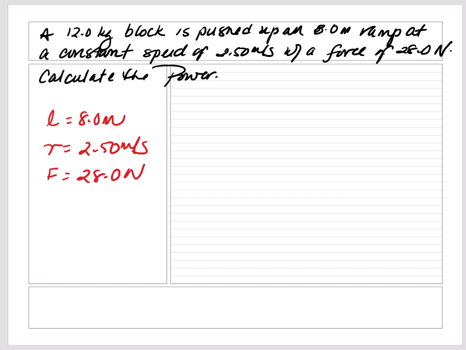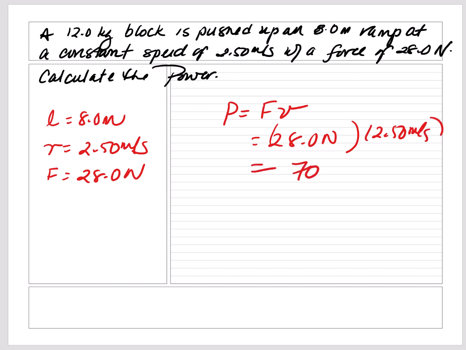Calculate the power. There's multiple ways to do this, but the easy formula is power is force times velocity. The force is 28 newtons times my velocity, which is 2.5 meters per second, which is equal to 70 watts.